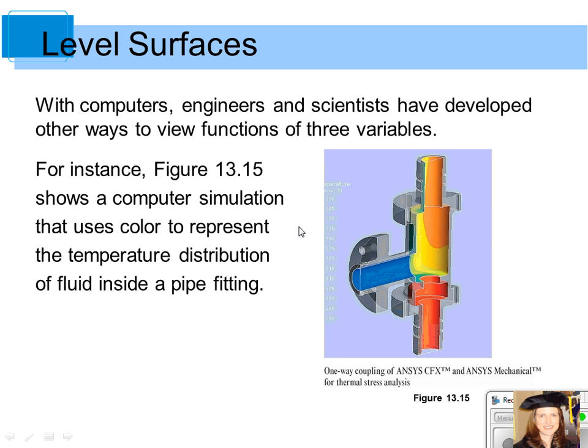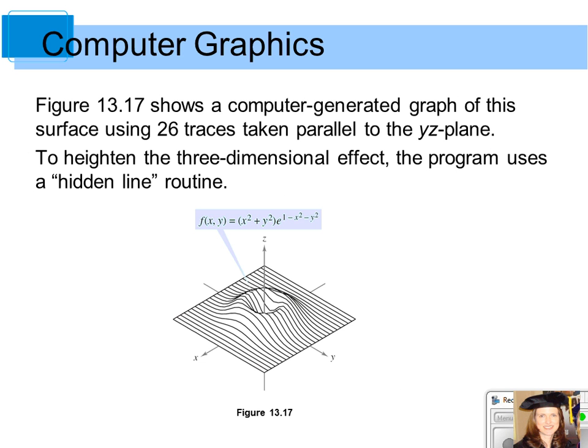This shows a computer simulation that uses color to represent the temperature distribution of fluid inside a pipe fitting. Looks like the cold water and the hot water, and as they're opened together, you can see the distribution of the temperature. You can also use computer graphics. It shows a computer-generated graph of the surface using 26 traces taken parallel to the YZ plane. To heighten the three-dimensional effect, the program uses a hidden line routine.